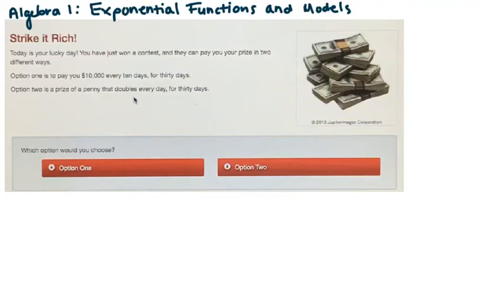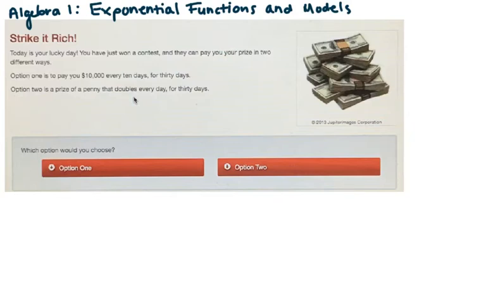So I wanted to go over some of these example problems with you for exponential functions and models. And I really want to just for a second go through the introductory section, just because I think it really does capture the idea behind exponential functions.